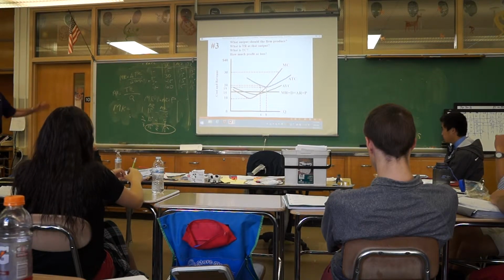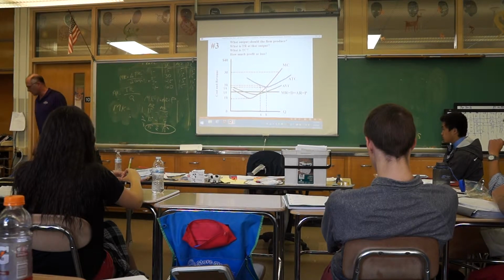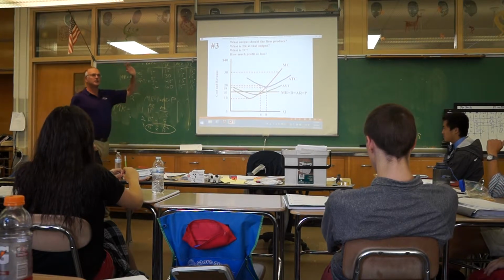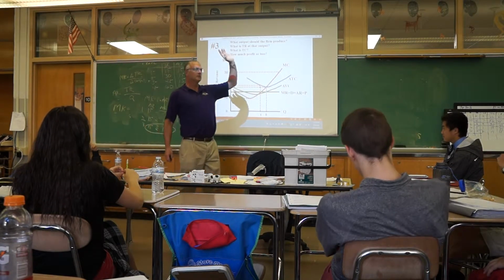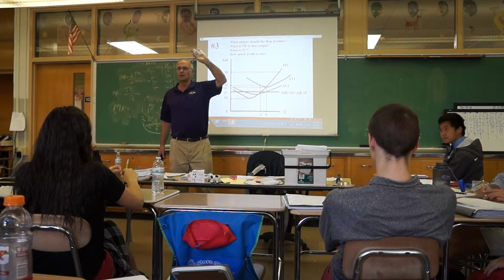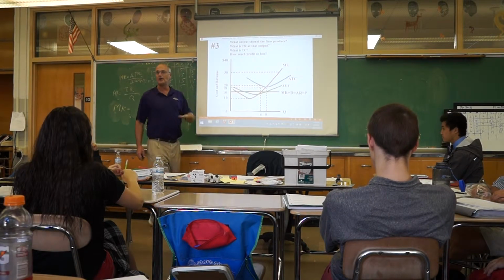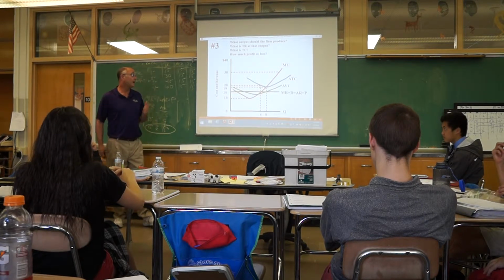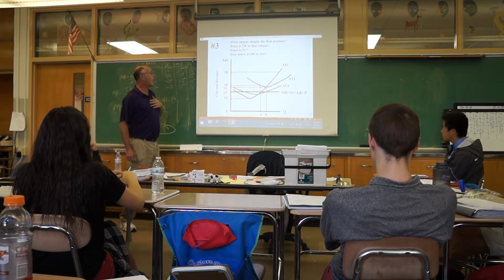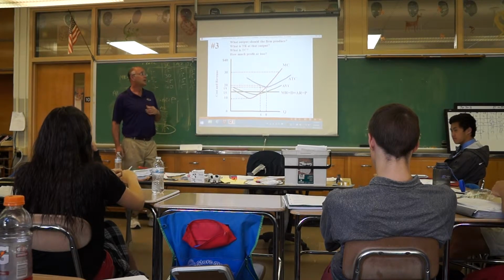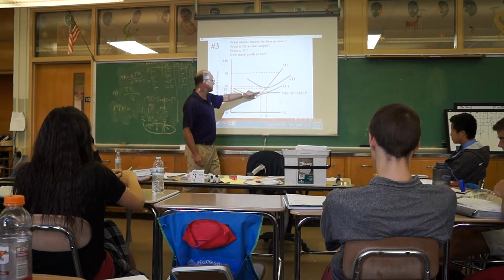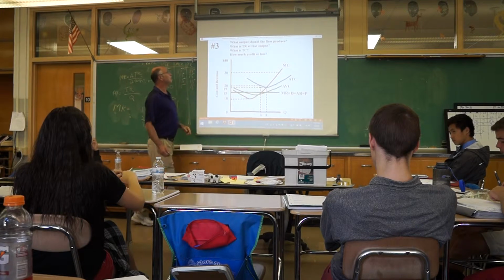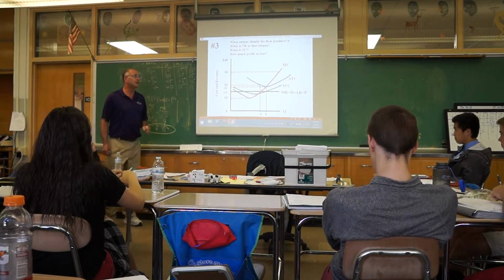All right. Does anyone not feel confident about this? Everyone is feeling confident? Ryan, you have this like the back of your hand, right? I think so. All right, Ryan, what output should be produced? 6. All right, so I go where MC equals MR, I get 6. Ryan's right.